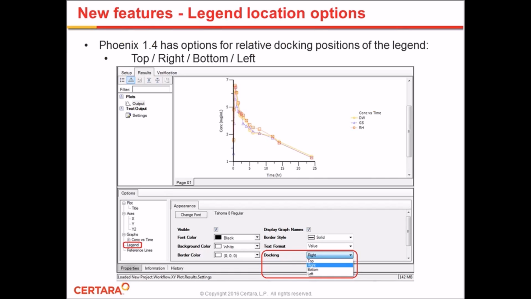Okay, so now we're getting to the plotting enhancements in more detail, and we'll start with the legend location. So here I'm showing Phoenix 1.4. In Phoenix 1.4, you have 4 options for the docking position of the legend: top, right, bottom, and left. In my example, I've chosen right from the drop-down menu, and the legend is off to the right of the plot, but note that it is far to the right and outside of the chart area.